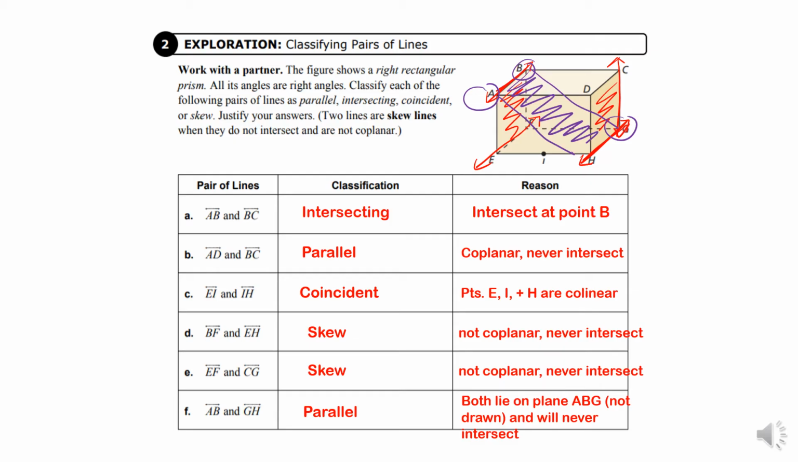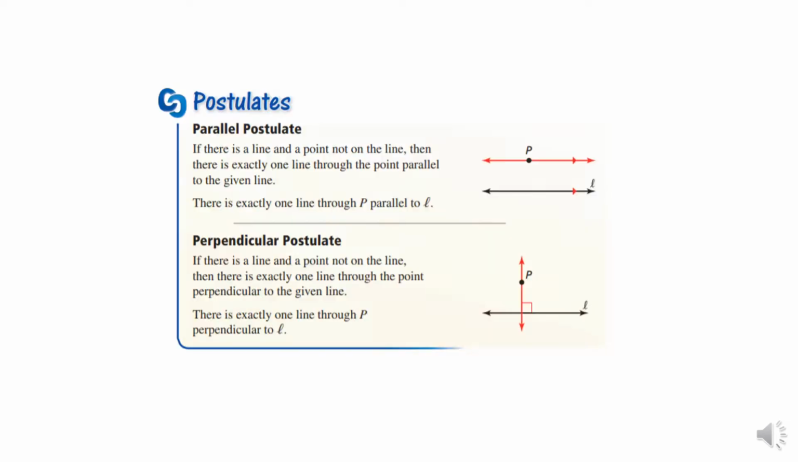So interesting to know they can take two lines and make them on the same plane like that. Okay, this is the parallel postulate. If there is a line, we're talking about line L here, and a point not on the line, point P, then there is exactly one line that goes through that point that will be parallel to the given line.